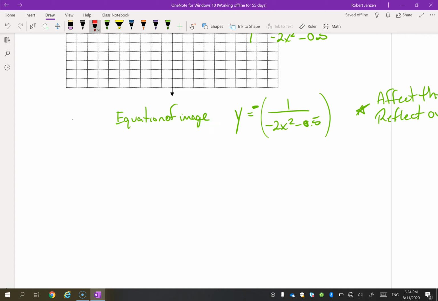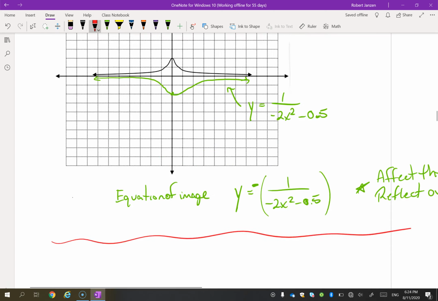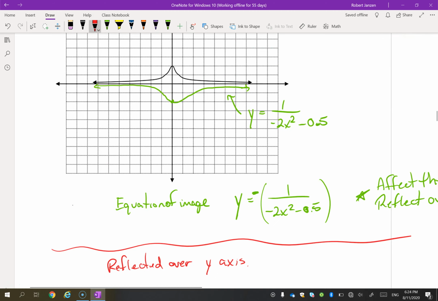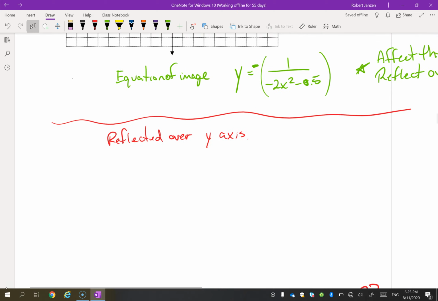All right, now let's try it a little bit different. Let's say the question didn't say that it reflected over the x-axis. Let's say it said reflected over the y-axis. Okay, now just look at this graph for a second. We're talking about this one here. If I reflect that over the y-axis, what is it going to look like? It's actually the same graph, right? If I take this one and move it over here, they're the same. It's the same graph.